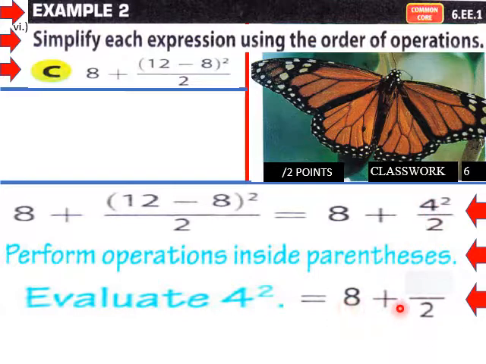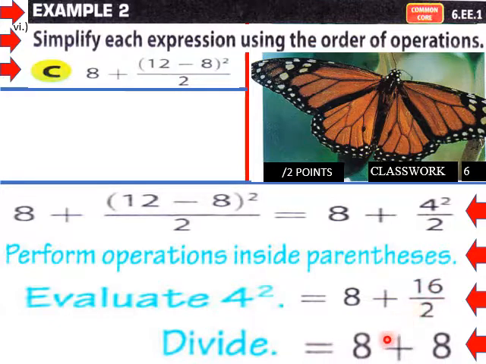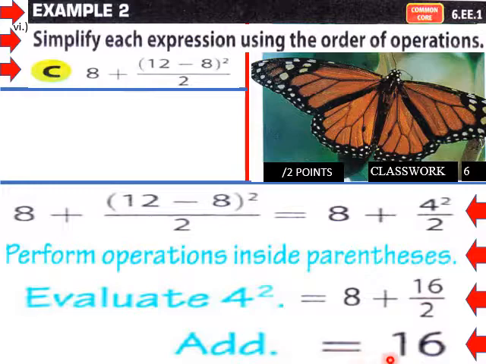4 squared would be, what's 4 squared, students? 16. So it'll be 8 plus 16 divided by 2. And then we divide. What's 16 divided by 2? It would be 8 plus 8, which would be 16.